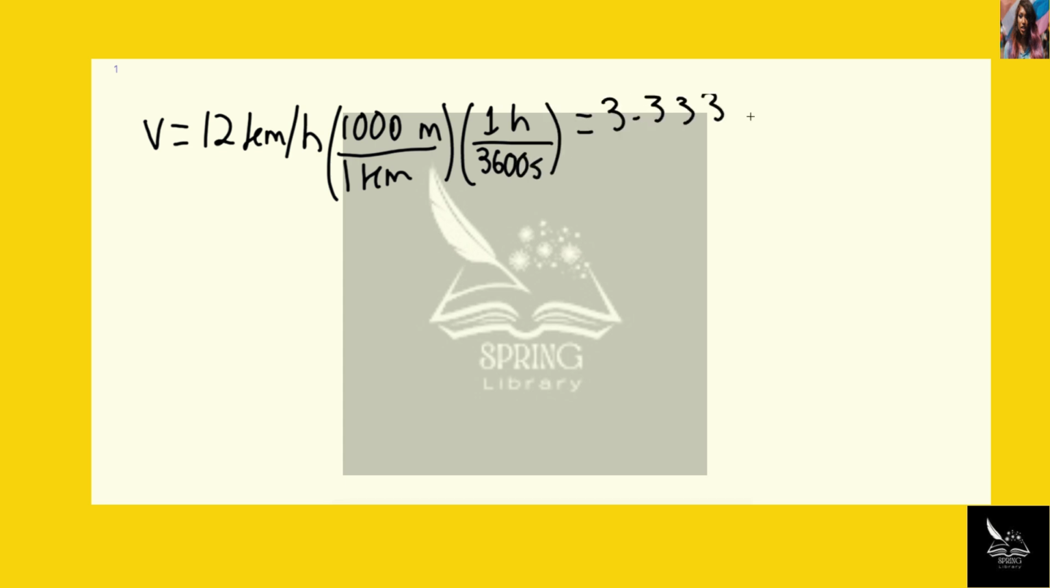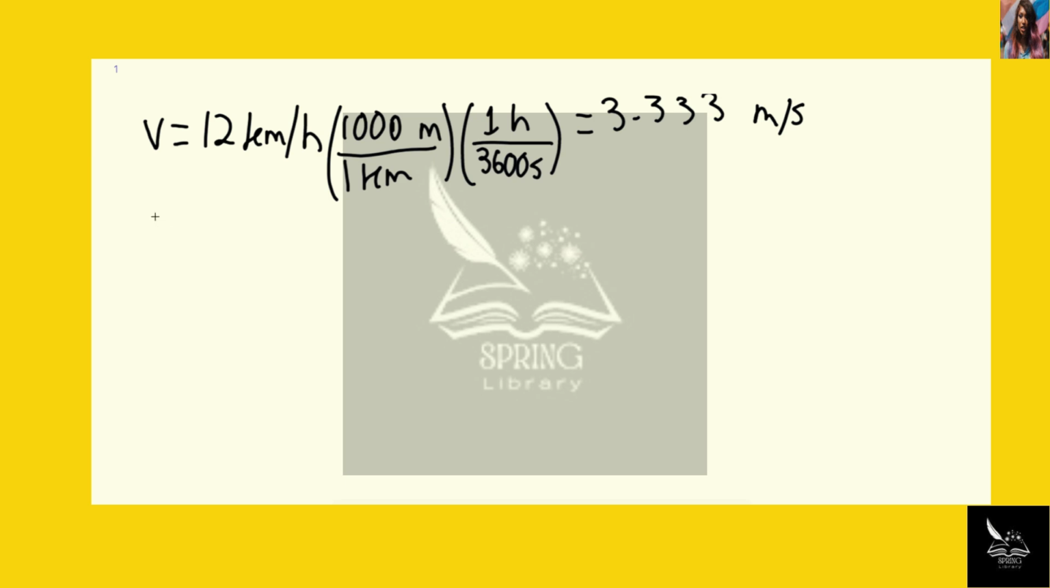We can convert this: 1,000 meters for every kilometer. Then we have 1 hour for every 3,600 seconds. This is giving us 3.333 meters per second. So that's the velocity of the runner.